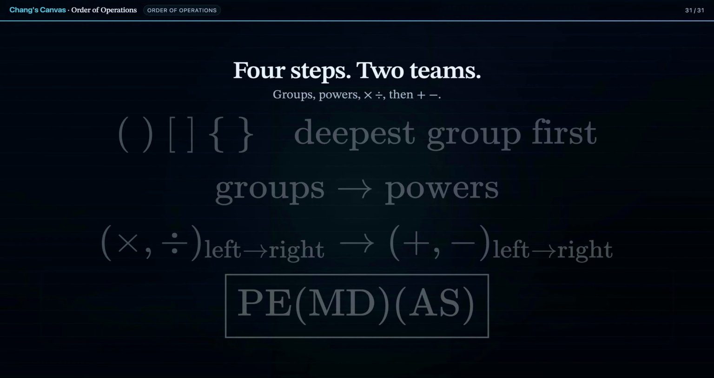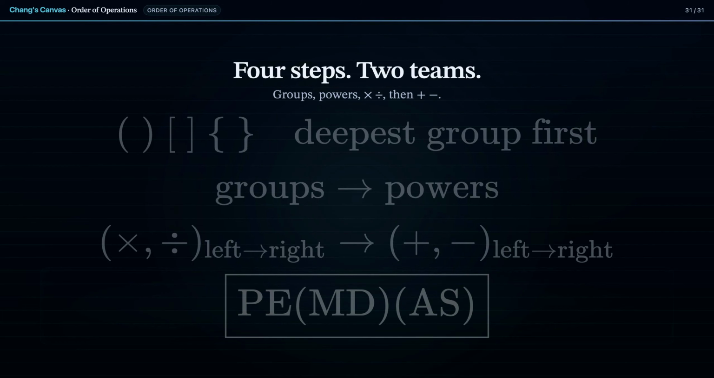Here is the whole lesson. Groups first. If groups are nested, start with the deepest one and peel outward. Parentheses, square brackets, and braces all do the same grouping job. Powers and the roots come second.